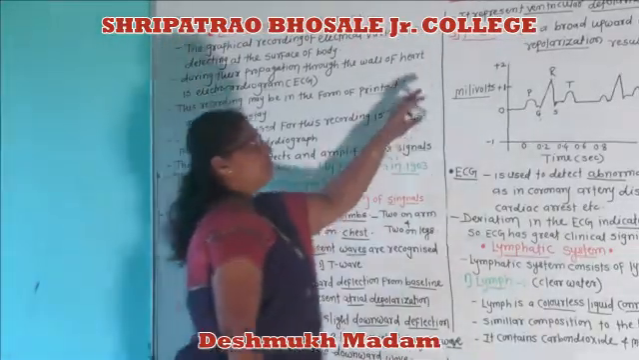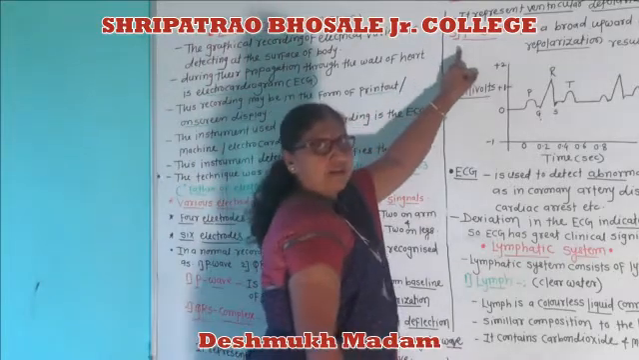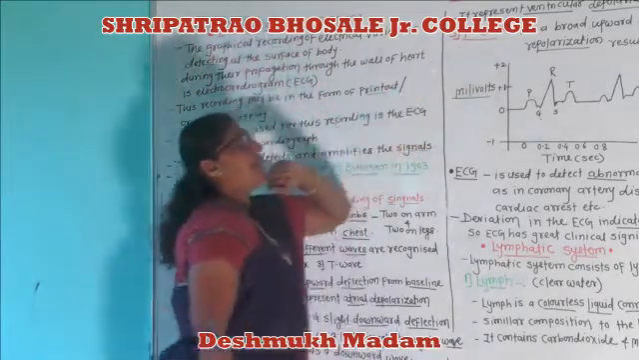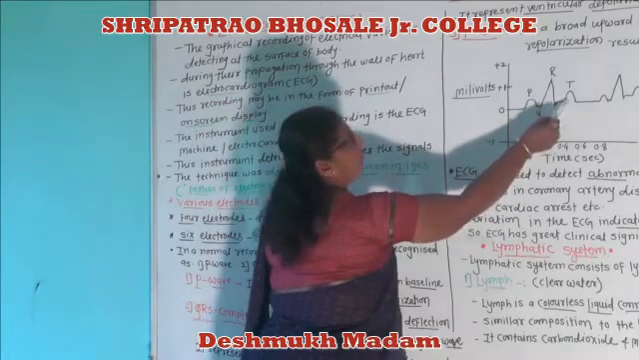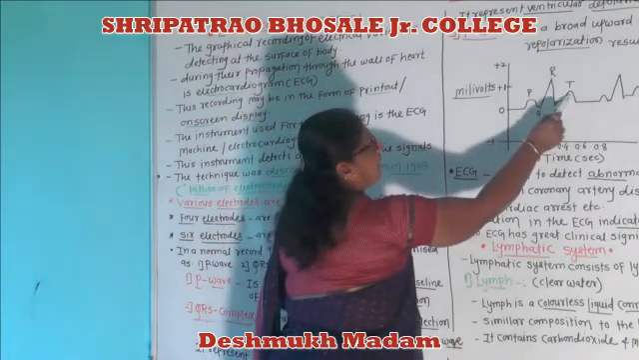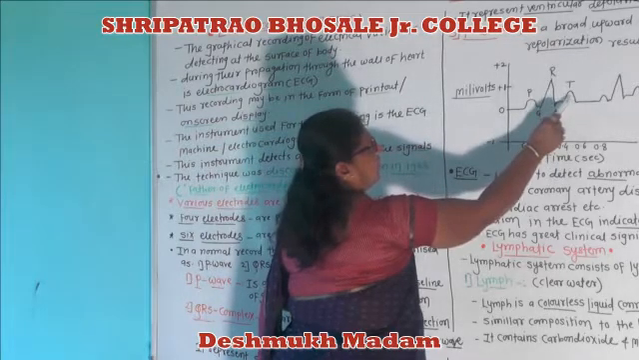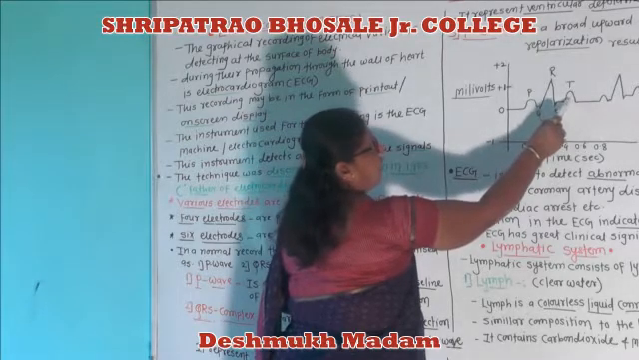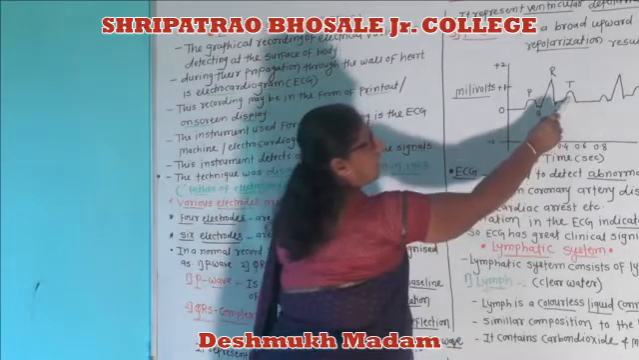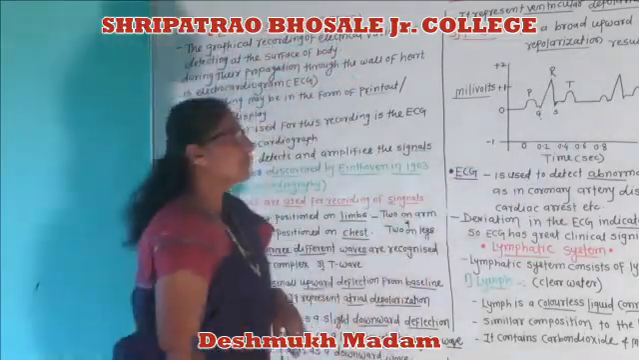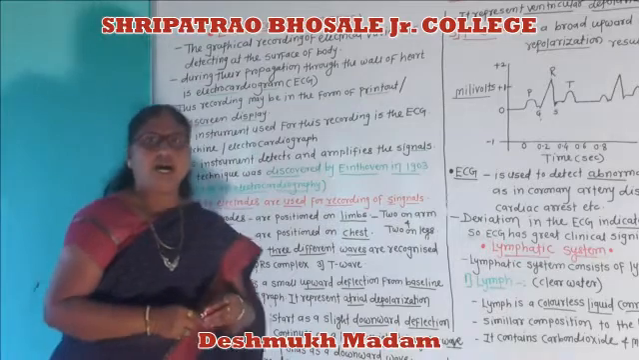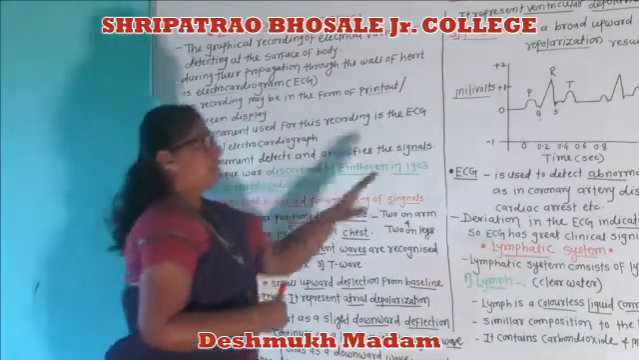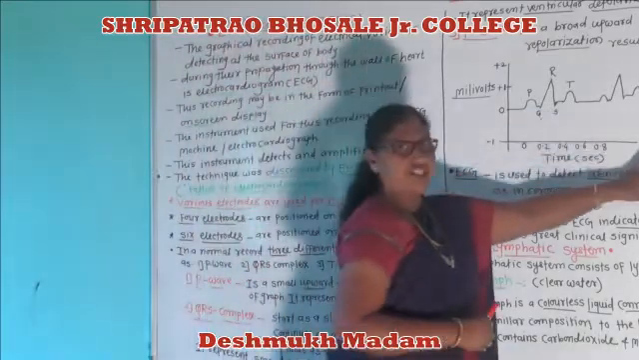Then the third wave is the T wave. It is a broad upward wave which represents ventricular repolarization, resulting in ventricular relaxation. This figure indicates the normal ECG.